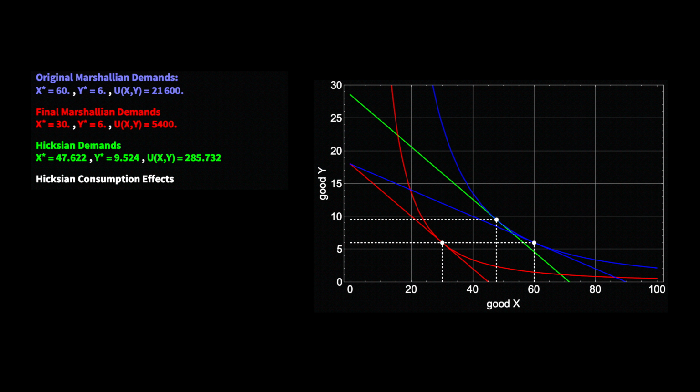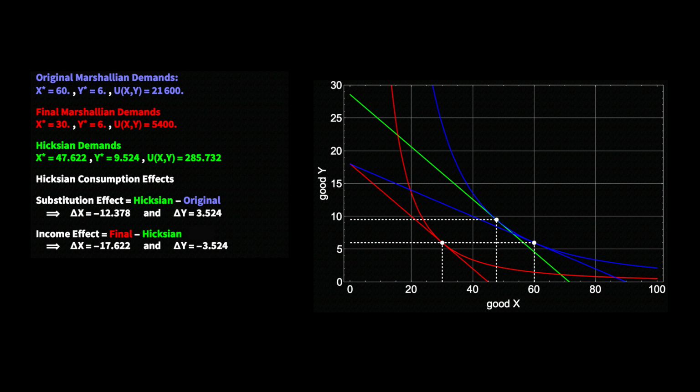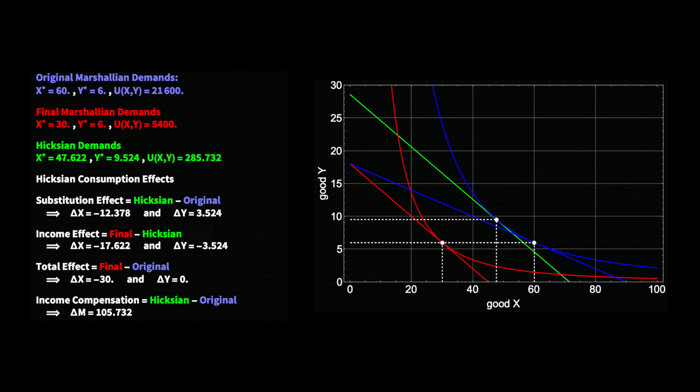Lastly, we can now identify the Hicksian consumption effects. The substitution effect is given by the Hicksian demands minus the original Marshallian demands. The income effect is given by the final Marshallian demands minus the Hicksian demands. The total effect is given by the final Marshallian demands minus the original Marshallian demands. It is also given by the sum of the substitution and income effects. The compensating income change is just the compensated income minus the uncompensated income.